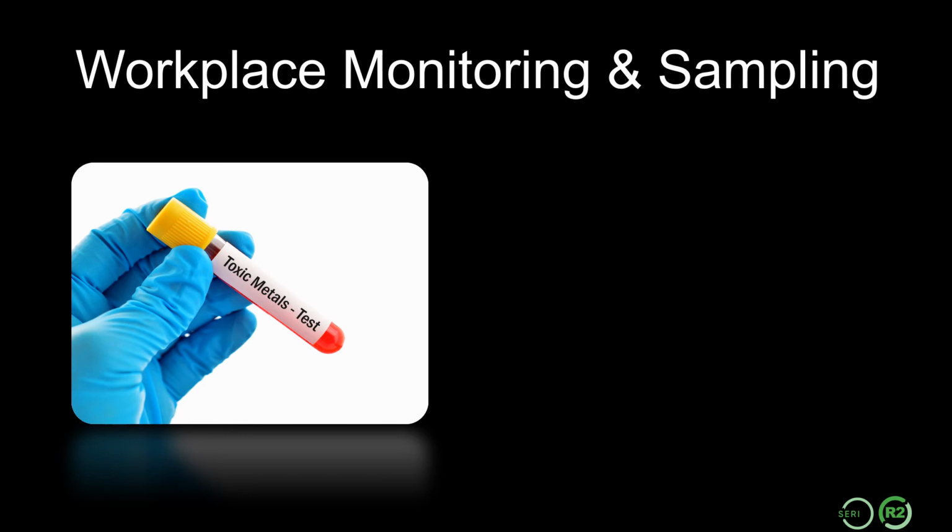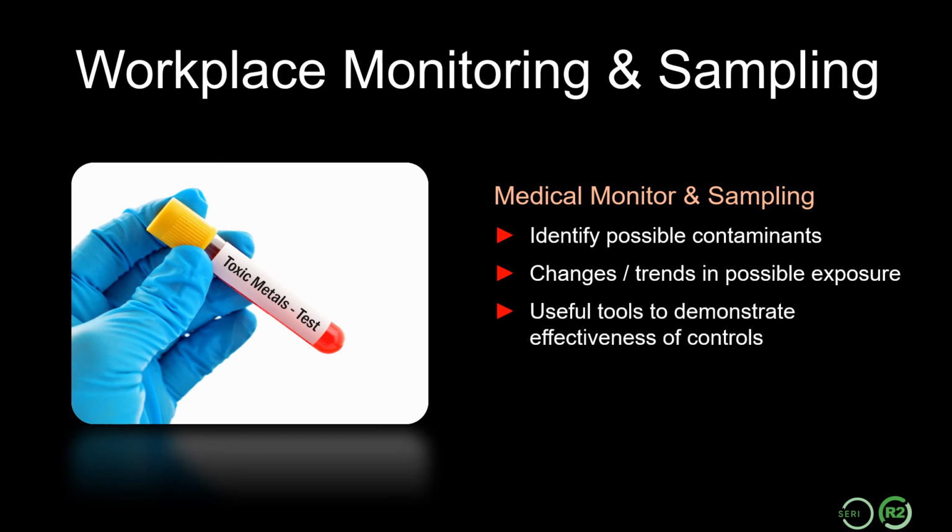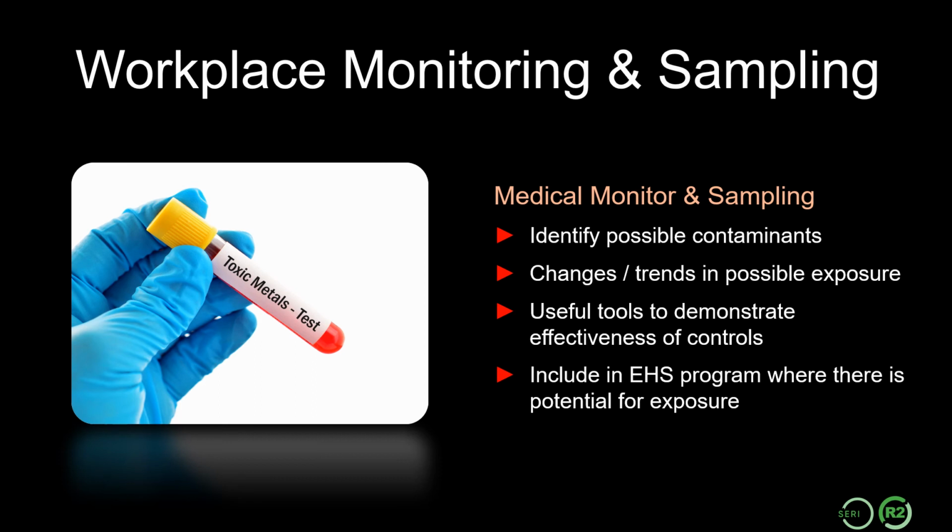Regardless of the EHS controls that the R2 facility maintains, it must assess the need for monitoring and sampling programs to identify any possible contaminants, as well as any changes or trends in possible exposure. Monitoring and sampling are also very useful tools to demonstrate the effectiveness of the control programs, so they should be part of the EHS program where there's a potential for exposure.